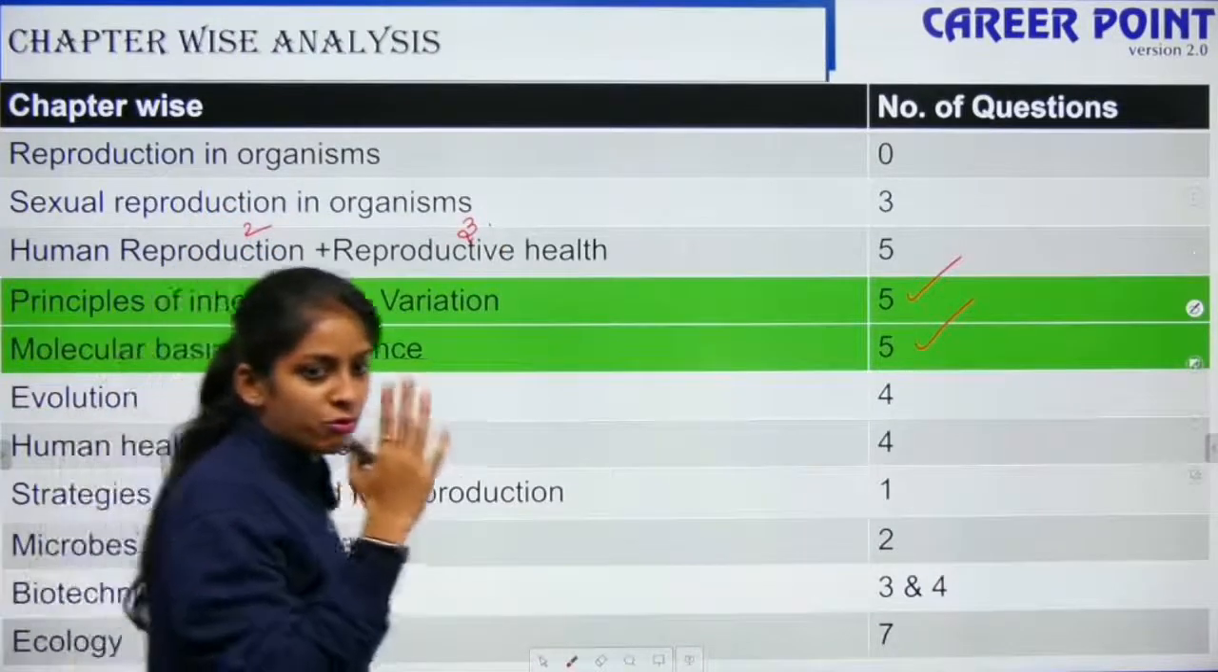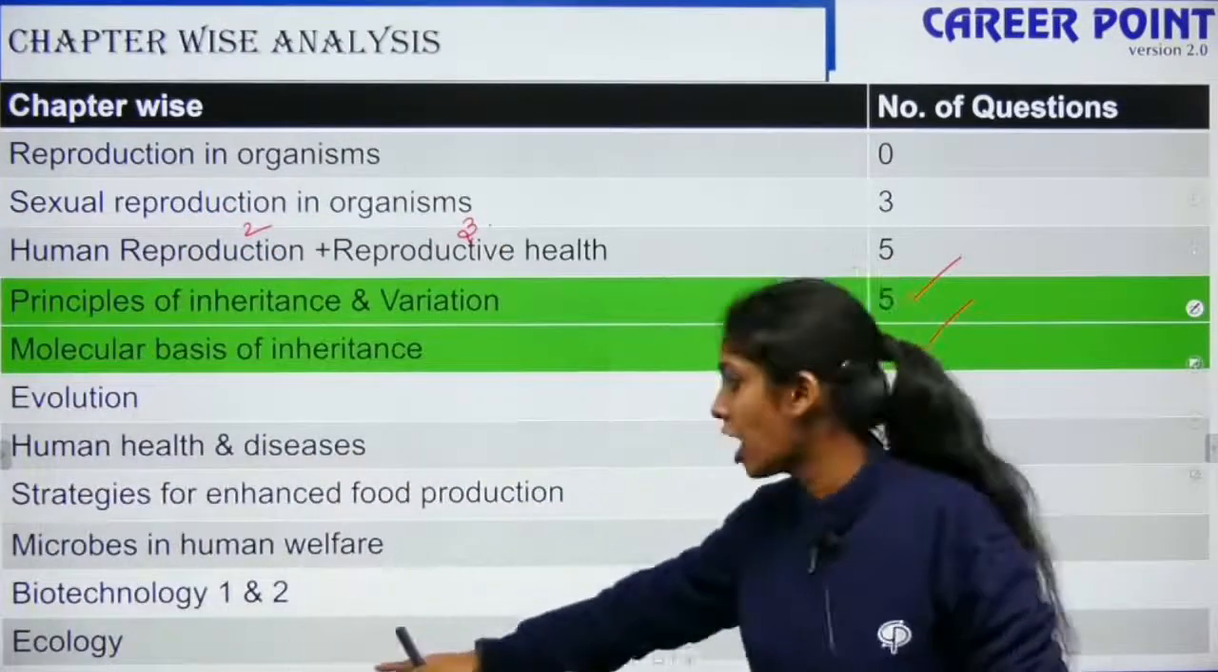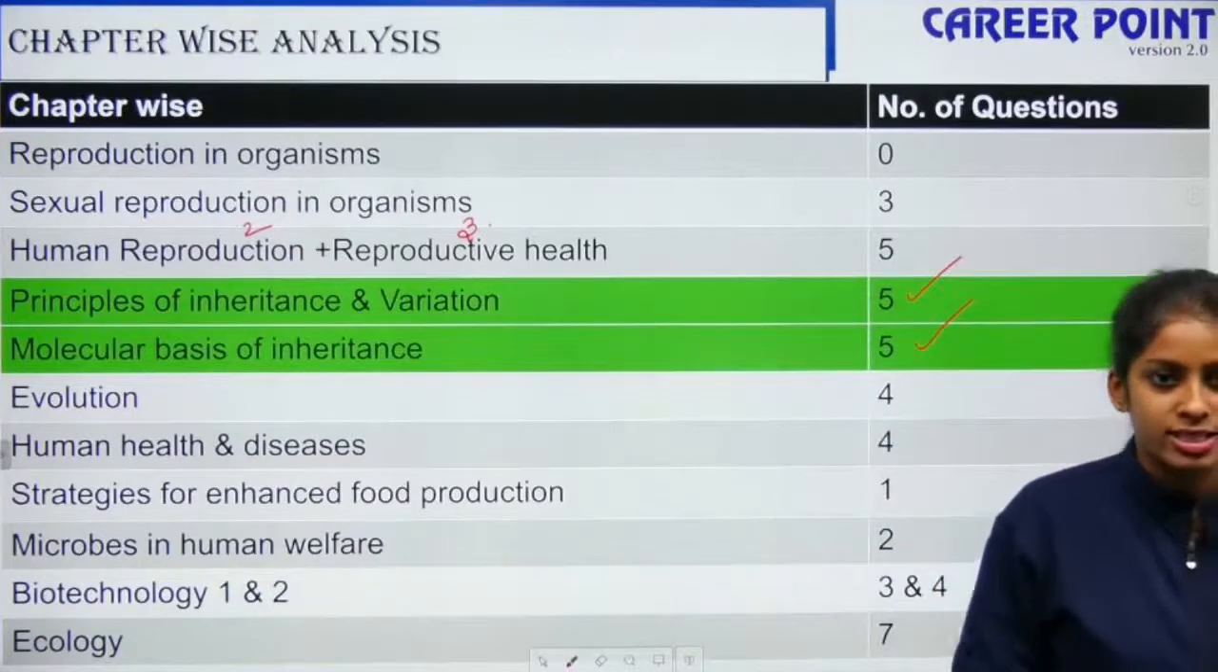Human reproduction has only 2 questions and reproductive health has 3 questions here, and the rest. In ecology, we have 4 chapters, right? All the 4 chapters combined, we have only 7 questions.